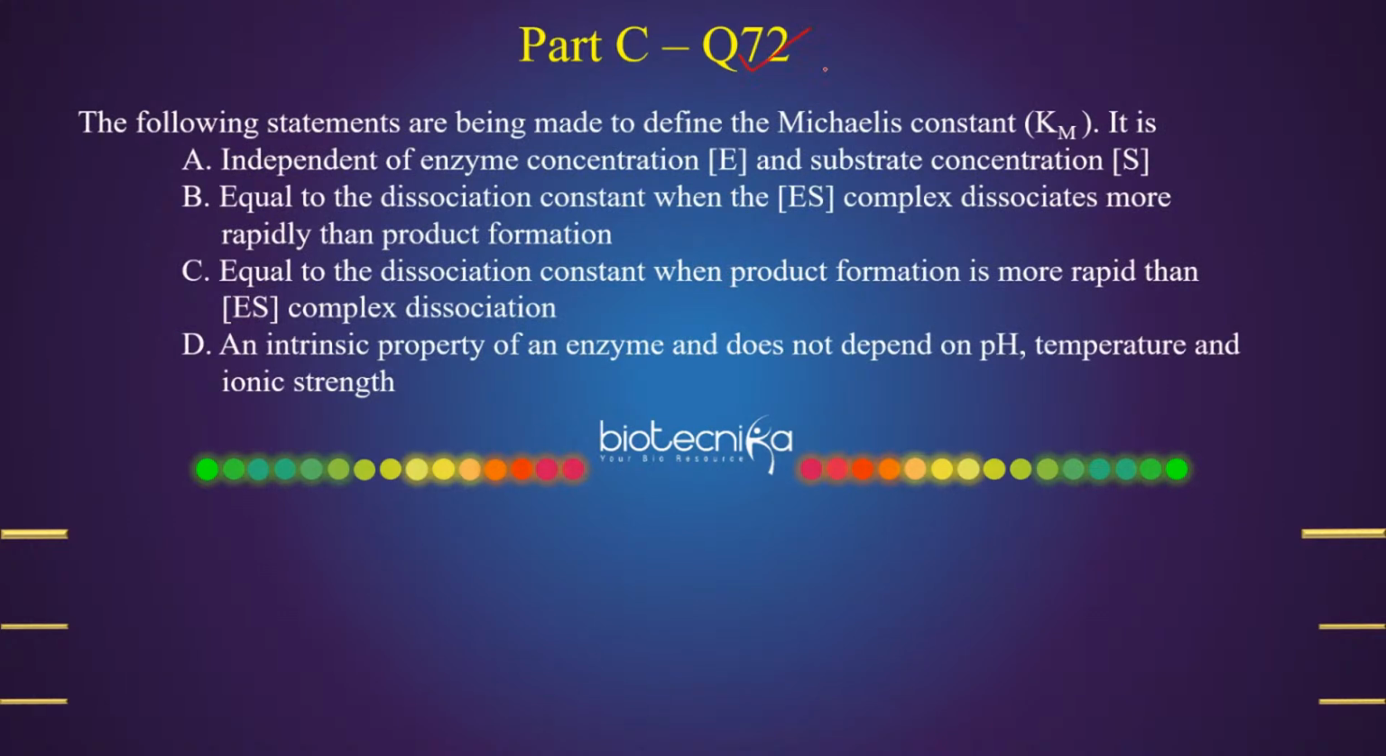Question 72, that is Part C, the second question. The following statements are made to define the Michaelis constant. Everyone studies enzyme kinetics, they know what Km is. But do we know these things? Let's check. Whether Km is an intrinsic property of the enzyme or not, and does it depend on pH, temperature, ionic strength? That you have to know. Is it independent of enzyme concentration and substrate concentration?